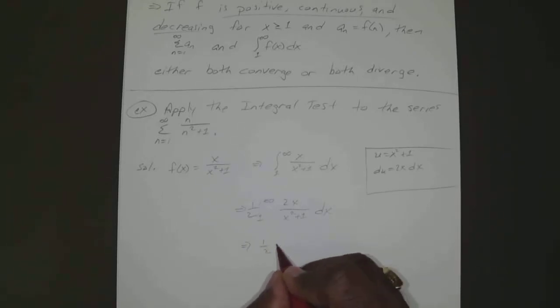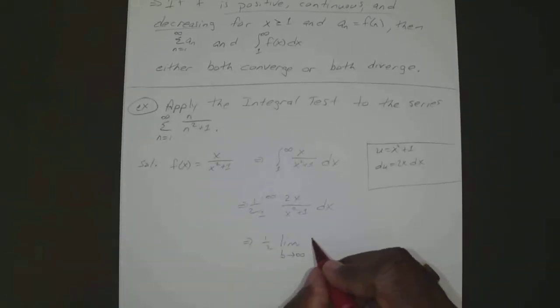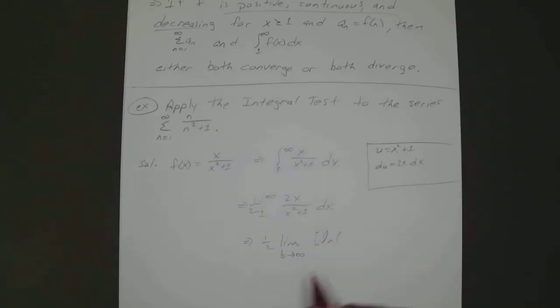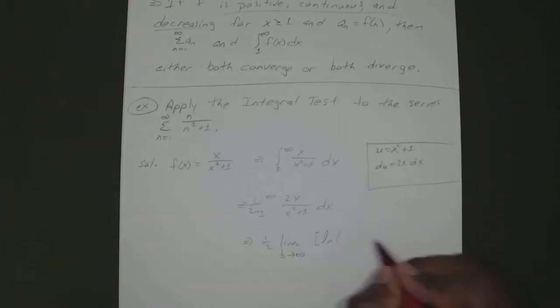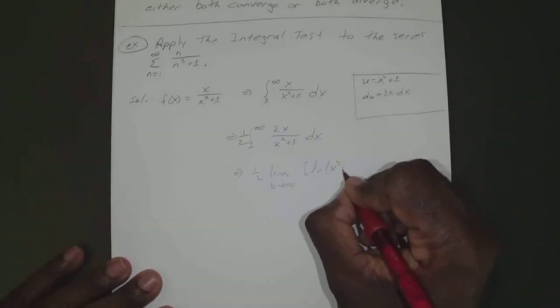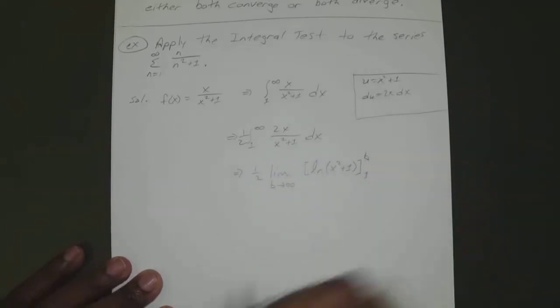So we have 1/2 times the limit as b approaches infinity, since we're using the infinite integral, of natural log of x squared plus 1, from 1 to b. You don't need the absolute value because x squared plus 1 is always going to be positive.